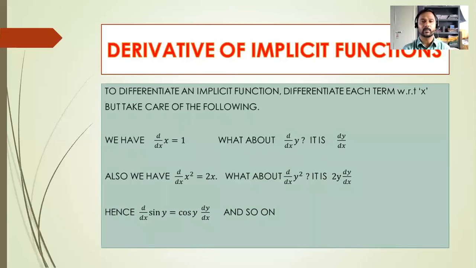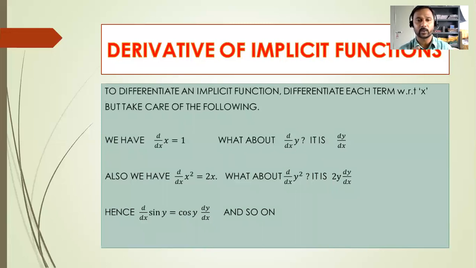Consider d by dx of x, the derivative of x, equal to 1, right? What about d by dx of y? When we are differentiating d by dx of x, you can see that the variable in the function is the same as the variable with respect to which we are differentiating. But when we come to d by dx of y, we are differentiating a function in y with respect to x, where the chain rule is applicable.